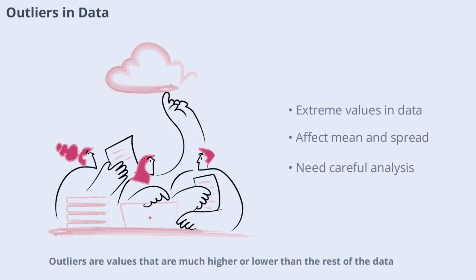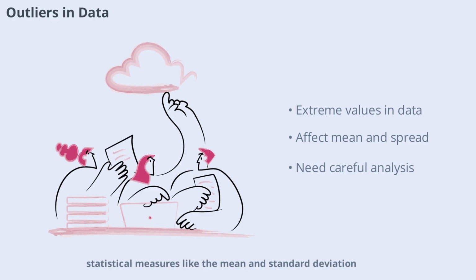Outliers are values that are much higher or lower than the rest of the data. They can occur due to errors, unusual events, or natural variation. Outliers can have a big impact on statistical measures like the mean and standard deviation. Identifying and understanding outliers is important for accurate analysis and interpretation.